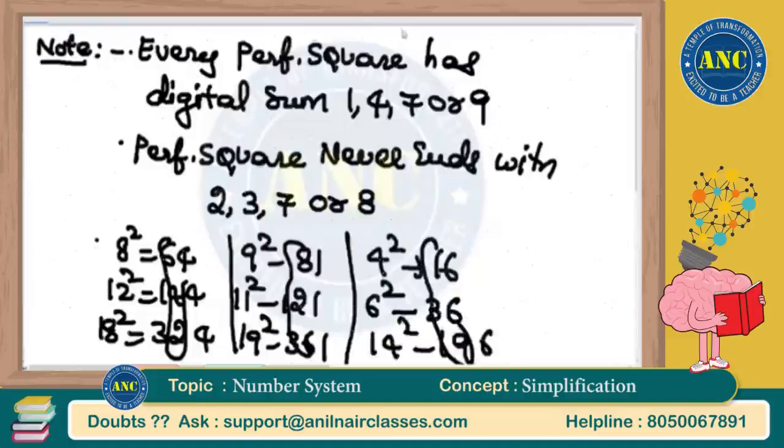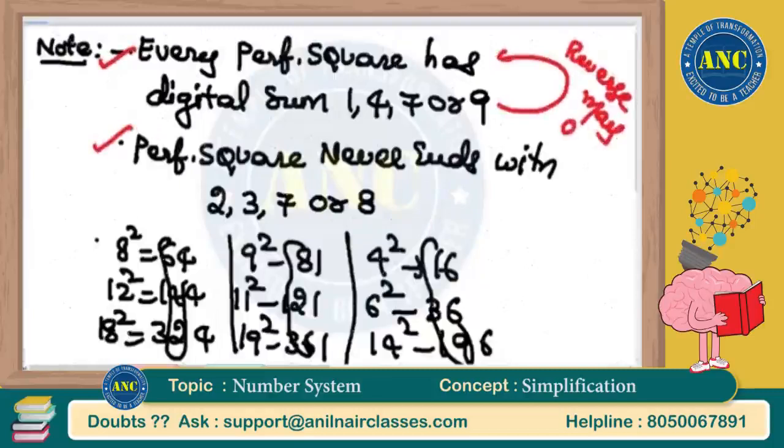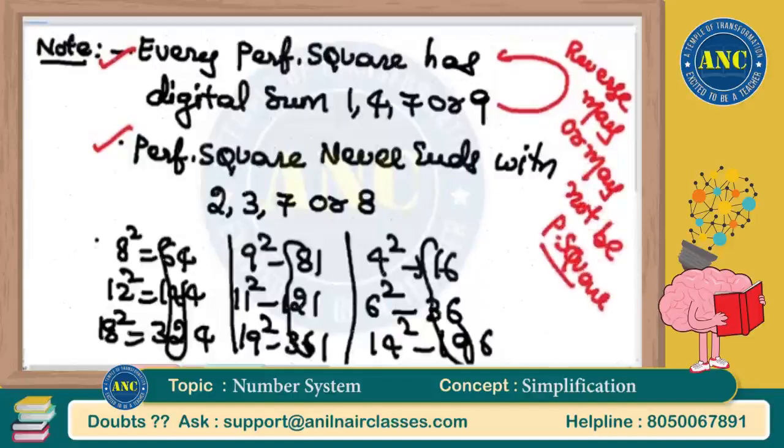Please make a note of all these three key points. A perfect square has a digital sum of 1, 4, 7 or 9. The reverse may or may not be true. If a number has a digital sum of 1, 4, 7 or 9, the number may or may not be a perfect square. I hope it is clear. We will take a few examples so that it will be clear, sir.